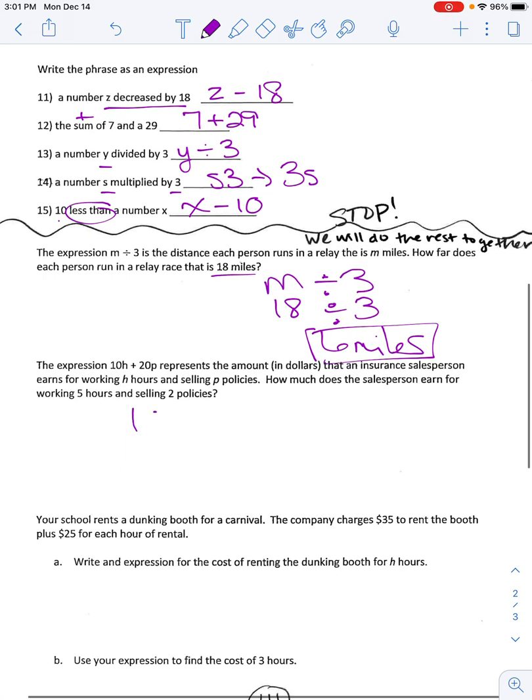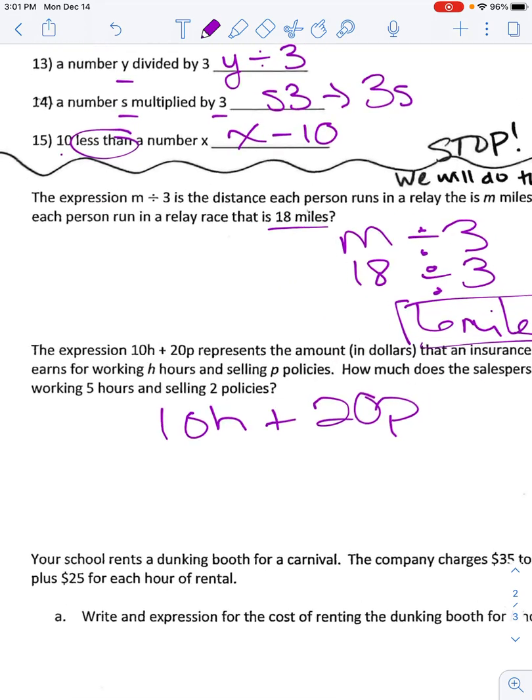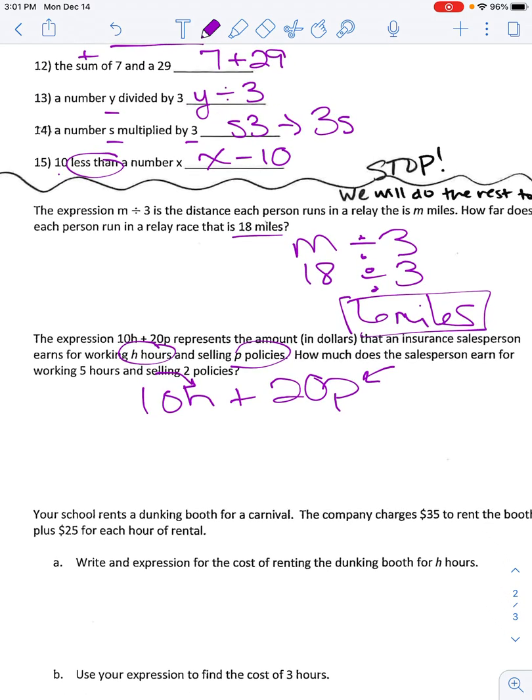The next one, the expression 10 times h plus 20 times p represents the amount in dollars that an insurance salesperson earns for working h hours, which means h represents hours and p represents the policies. How much does the salesperson earn for working 5 hours? So we're going to substitute in 5 for h, and selling 2 policies. Substitute in 2 for p. And then you can go ahead and solve.